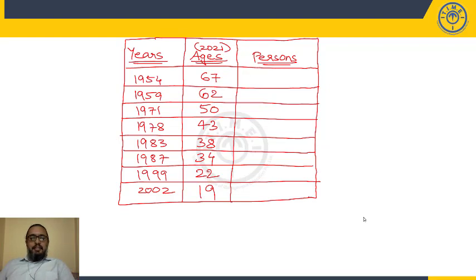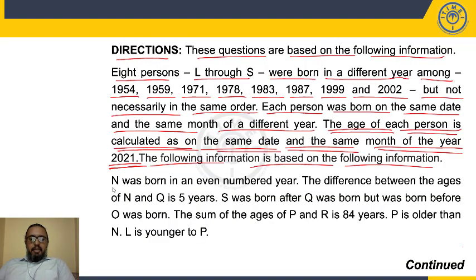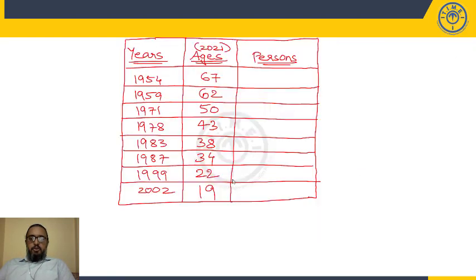Okay, right. Now, N was born in an even numbered year. Okay, so N should be in an even numbered year, which means I can remove N for all the odd numbered years. Yes or no? So 59, 71, then 83, then 87 and 99. So I can remove N in these. So 54 is available, 78 is available, 2002 is also available for N.